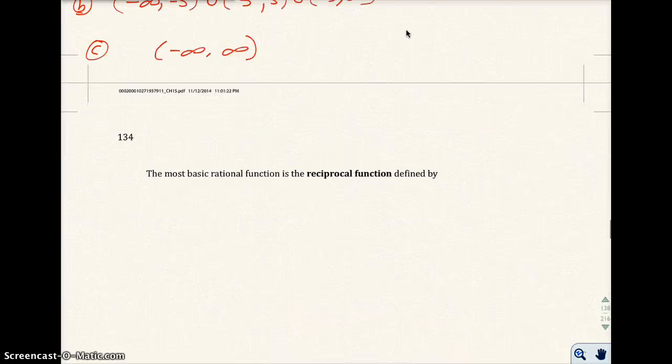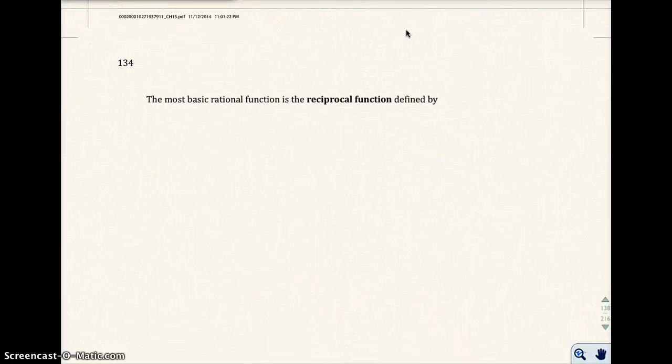Okay. Let's go ahead to the top of page 134, and I'll talk about the most basic rational function, and that's called the reciprocal function, and that's defined by f of x equals 1 over x. So look carefully, we know that x cannot equal 0, so the domain is any x value except for 0.